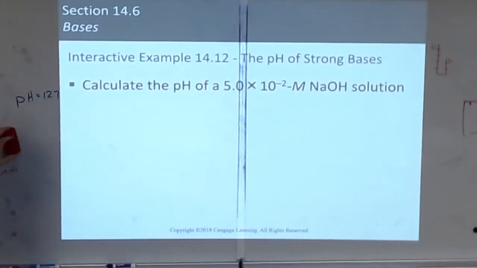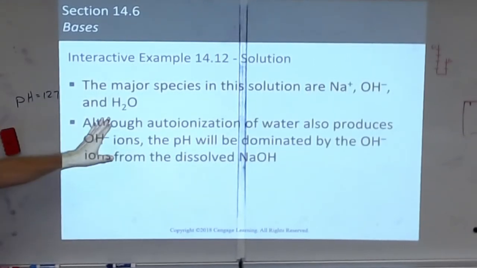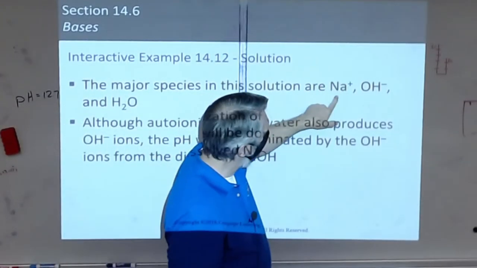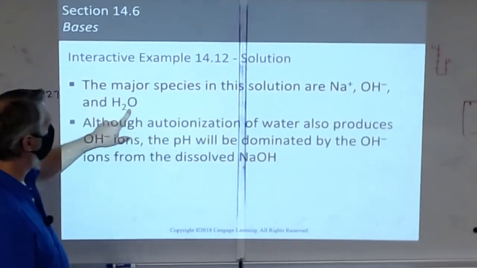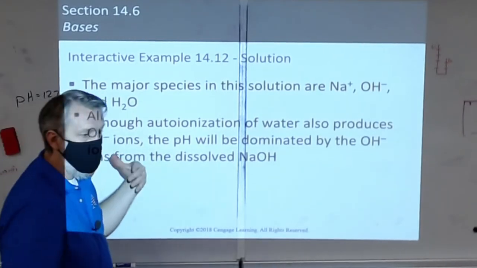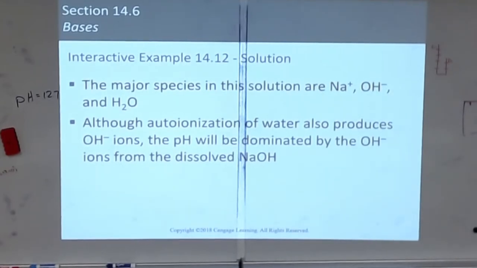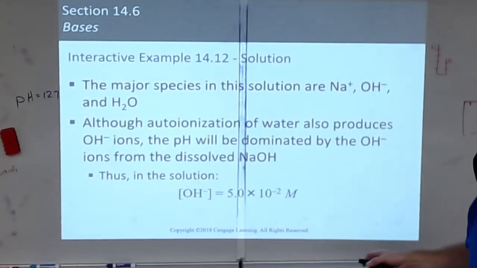Anyway, I wrote that up the side here, so we'll take a look and see if that works. All right. Here's our major species. This is a strong base, so my major species are sodium, hydroxide, and the water. Again, as we point out, water is a weak acid. It's also a weak base with a Kw of 10 to the minus 14. In this situation, it's not going to be contributing any significant amounts of hydroxide. Okay. So there's my solution.